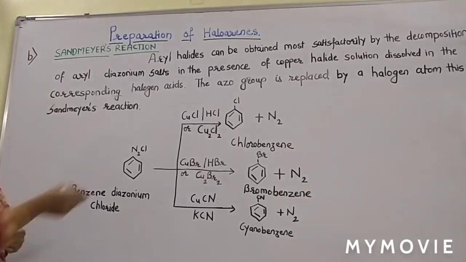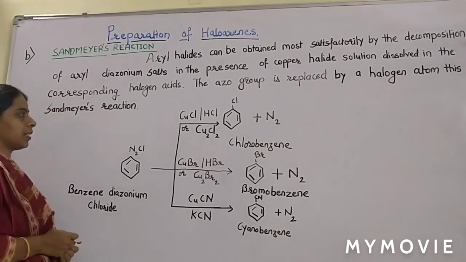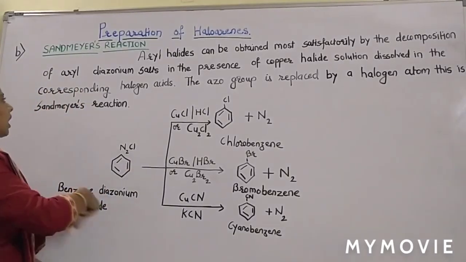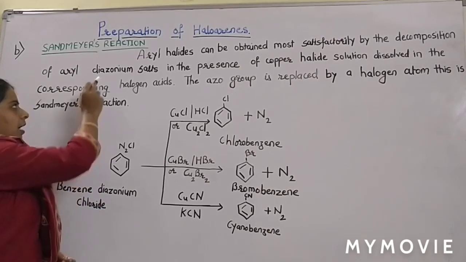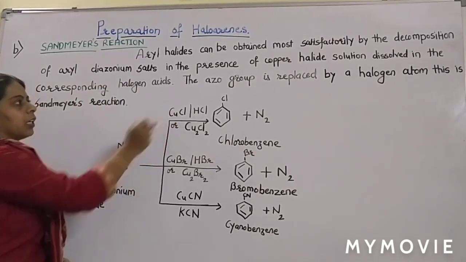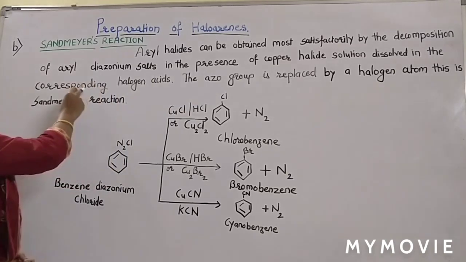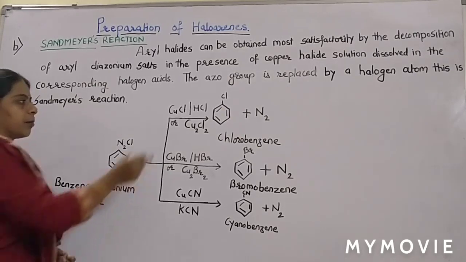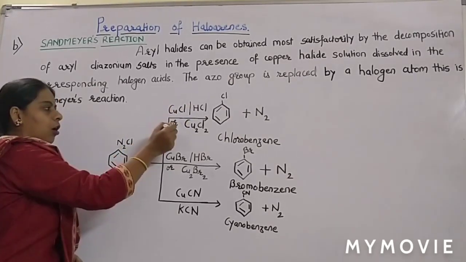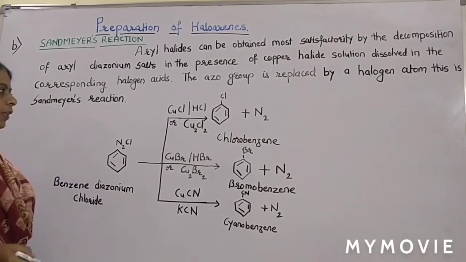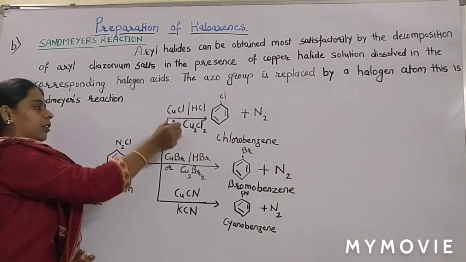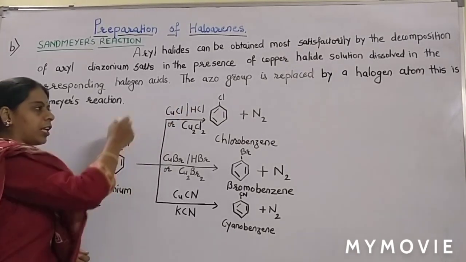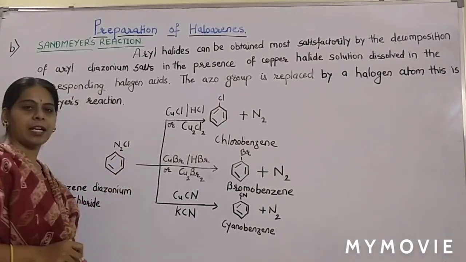The next method of preparation of haloarenes is Sandmeyer's reaction. In this reaction, aryl halide can be obtained most satisfactorily by the decomposition of aryl diazonium salt. This is our aryl diazonium salt in the presence of copper halide solution dissolved in the corresponding halogen acid. We can use CuCl or Cu2Cl2, any one of the reagents. Now the diazo group here is replaced by the halogen atom, and that reaction is called Sandmeyer's reaction.